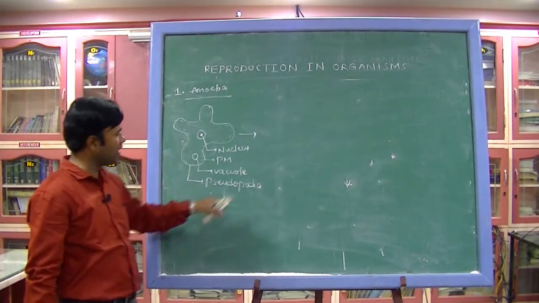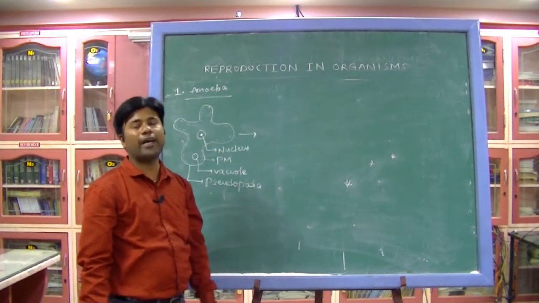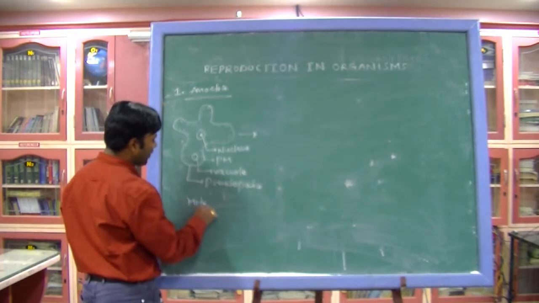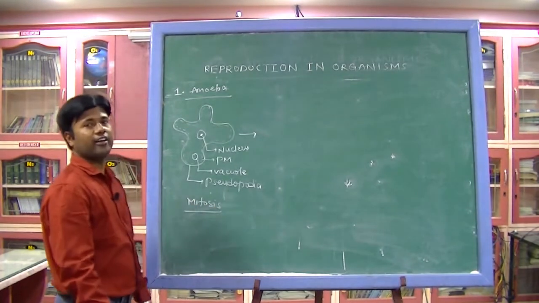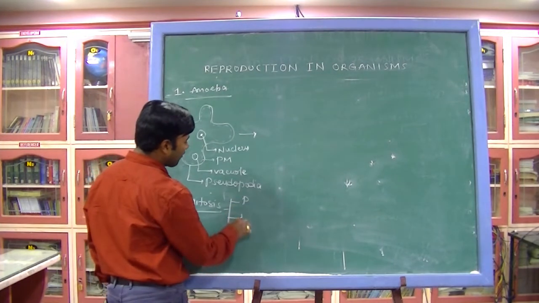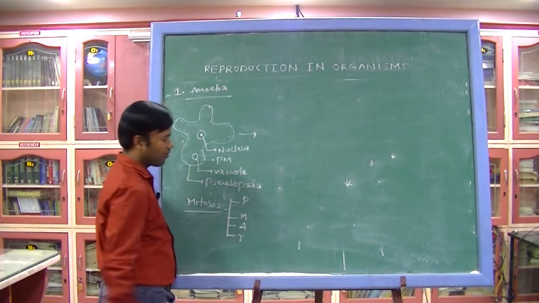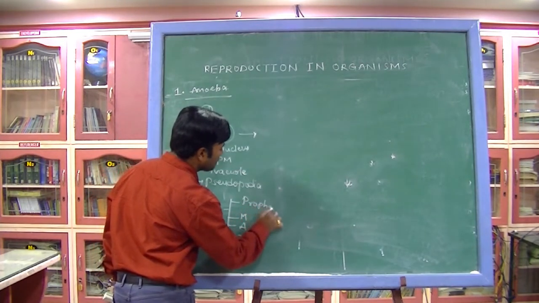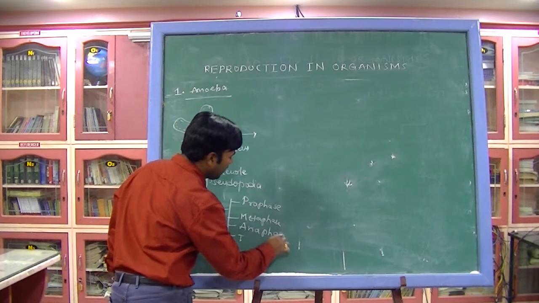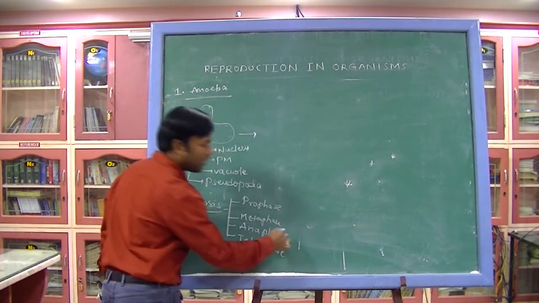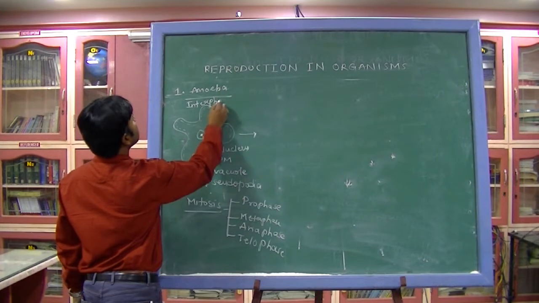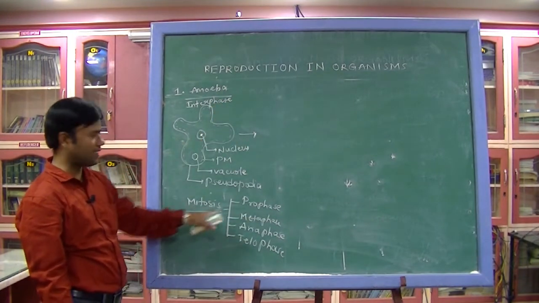Already we have seen binary fission takes place through mitotic cell division. In mitotic cell division, how many steps are present? PMAT. In plus one, we have learned cell cycle, cell division: prophase, metaphase, anaphase and telophase. Let us assume this amoeba is in interphase. After interphase, that is the prophase.